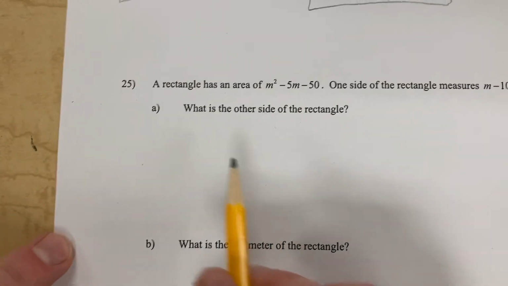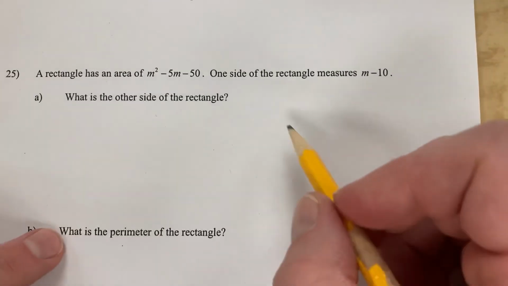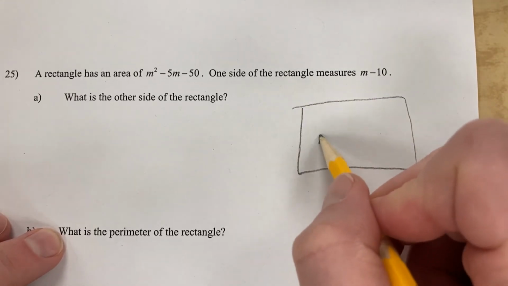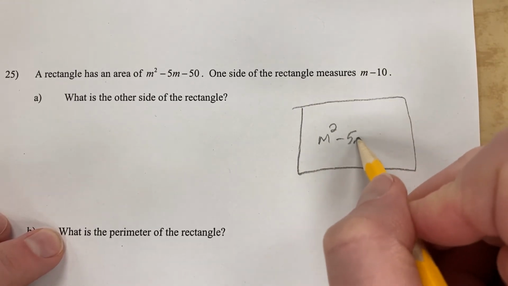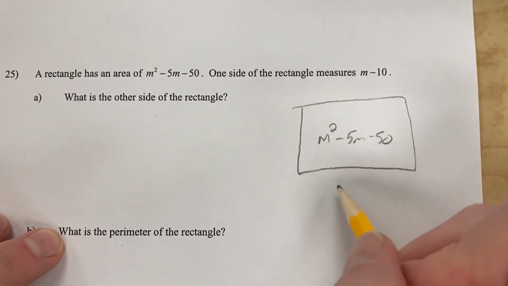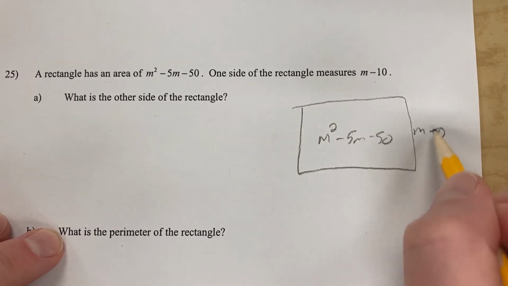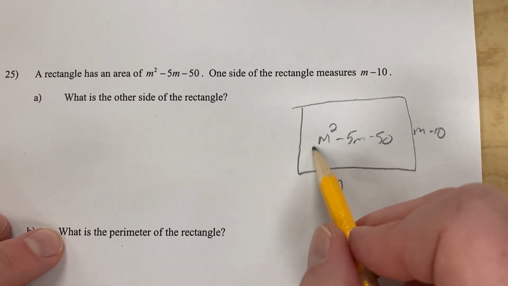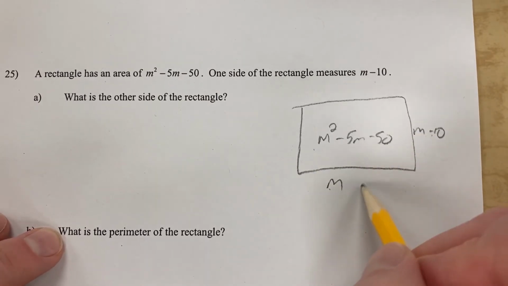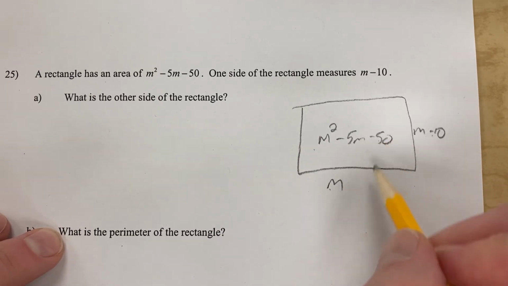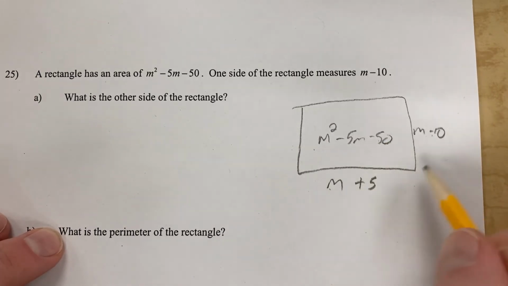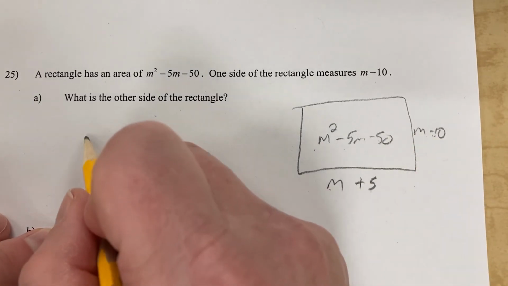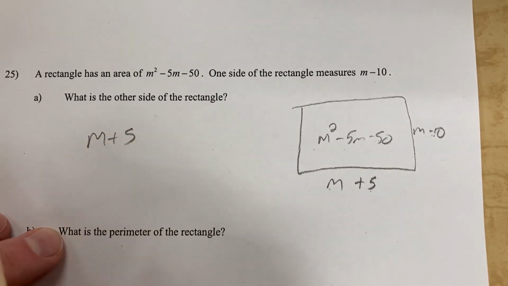All right, lastly, we have our rectangle problem that we've been doing a lot of. And we said that if we have this rectangle, here's the area, m squared minus 5m minus 50. One of the sides is m minus 10. So I know that this other side has to be m. The m times m would make the m squared. Now negative 10 times what would give me negative 50, and that would be positive 5. If I kind of check that out, 5 plus negative 10 is negative 5. So my other side must be m plus 5.